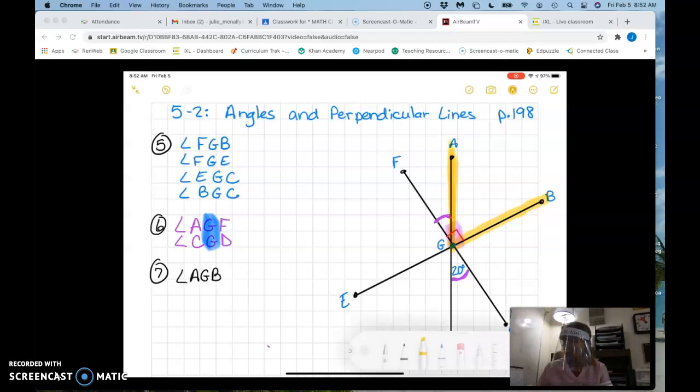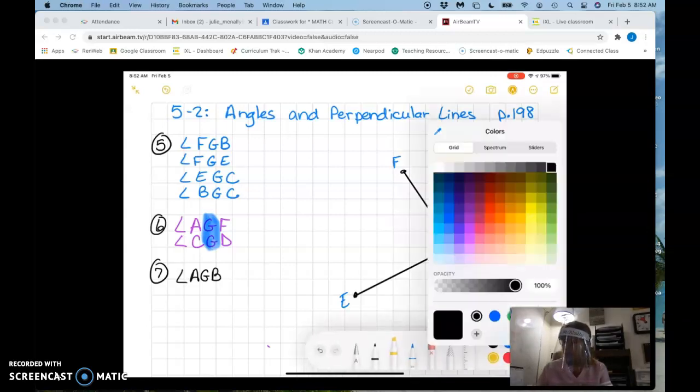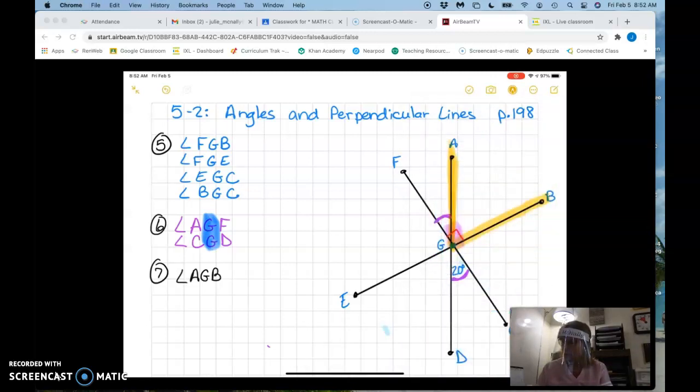So question, if this angle is 20 right here, that I'm shading in, how much is this angle? 20 also, because they're vertical angles and vertical angles are equal. Good job, Christian. So they want me to find the measure of AGB, which is this yellow angle that I outlined.